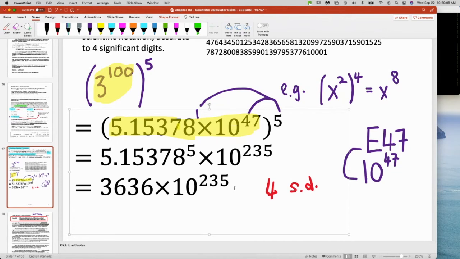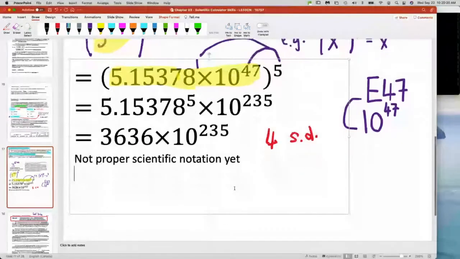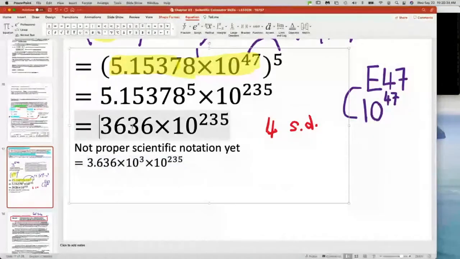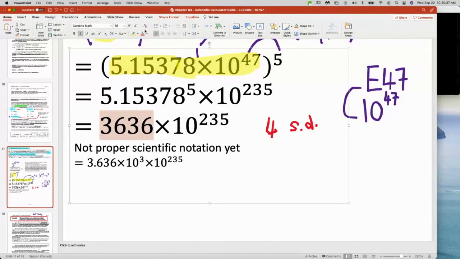We're almost done the question here, except that it's not proper scientific notation yet. So a little bit extra work here, and we're almost done. So I'm going to rewrite that first part as 3.636 times 10 to the 3, and then times 10 to the 235. So this thing here is not proper scientific notation. This thing is proper scientific notation. So we're just going to take that part in red there and convert it properly.